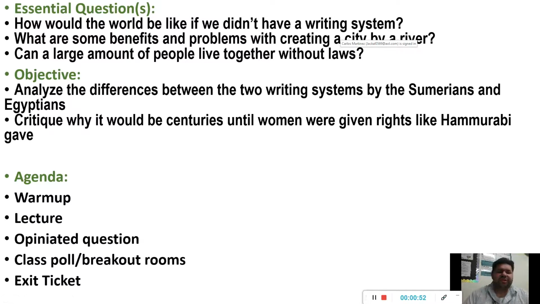So here are your essential questions. How would the world be like if we didn't have a writing system? What are some benefits and problems to creating a city by a river? And can a large amount of people live together without laws?